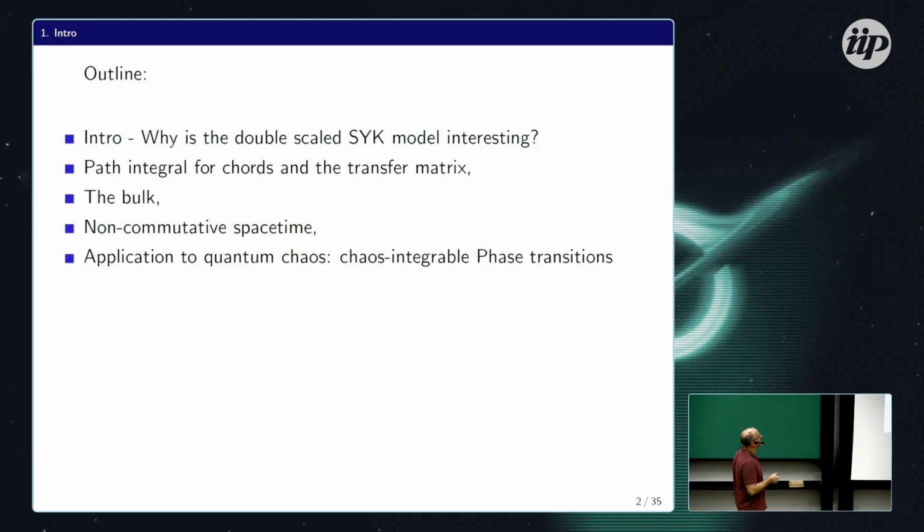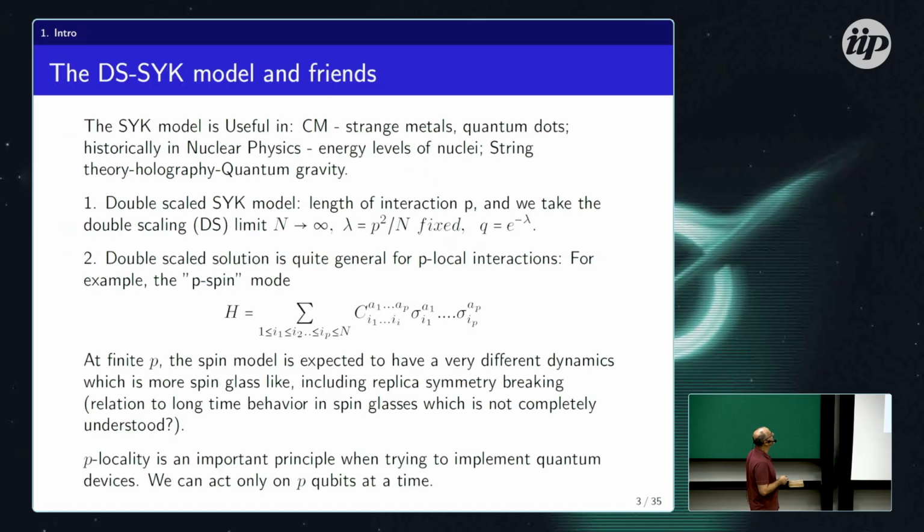Then I'll talk a little bit about the bulk and some issues, and then how do we think about the system as a non-commutative space-time? That's also something that's kind of lurking in the deep, but hasn't really shown up in actual computations that much. And then I probably won't have time to get to this, but maybe I will.